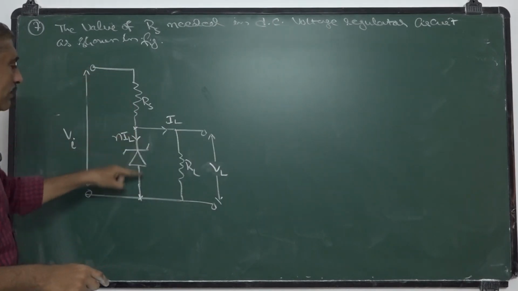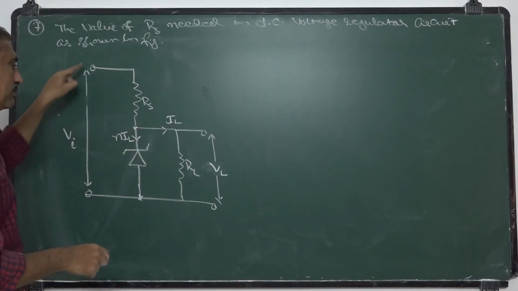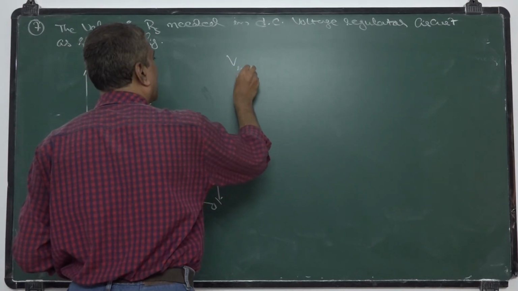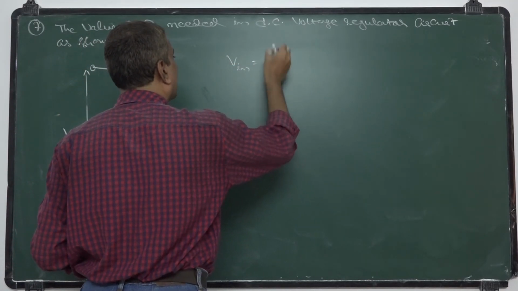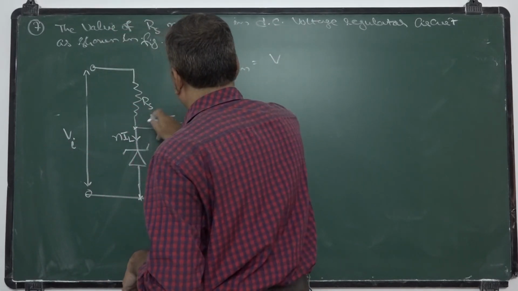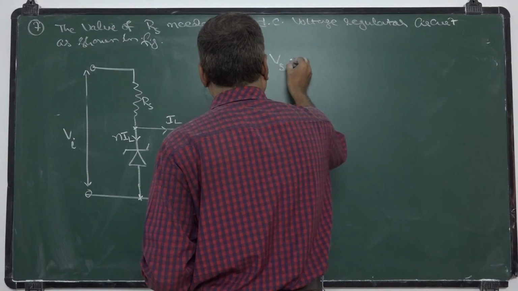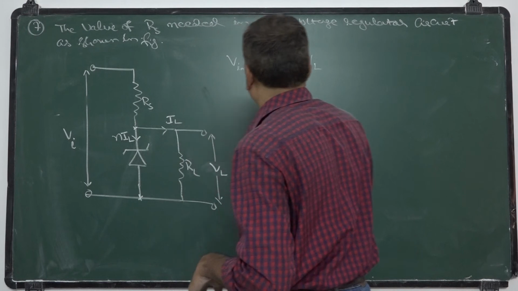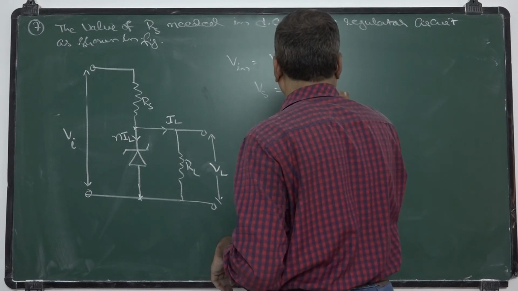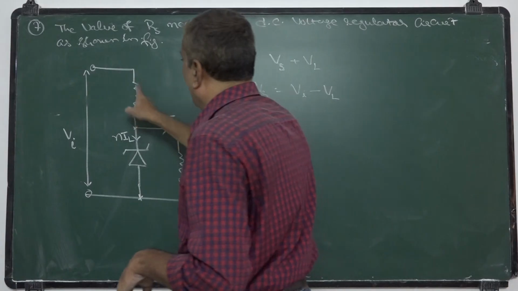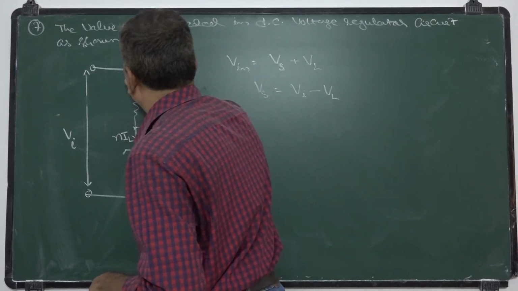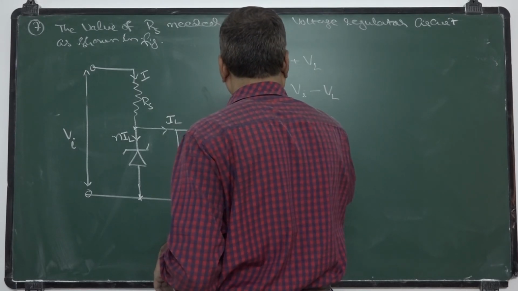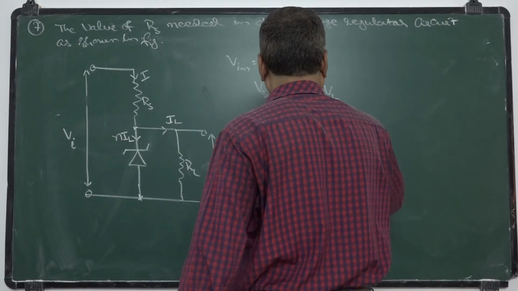So applying Kirchhoff's laws to this circuit, we can get V input is equal to VRS or VS, the series resistance voltage, plus VL. So VS, voltage across this series resistance, is equal to V input minus V load resistance. Suppose I is the total current, so I RS is equal to VI minus VL.